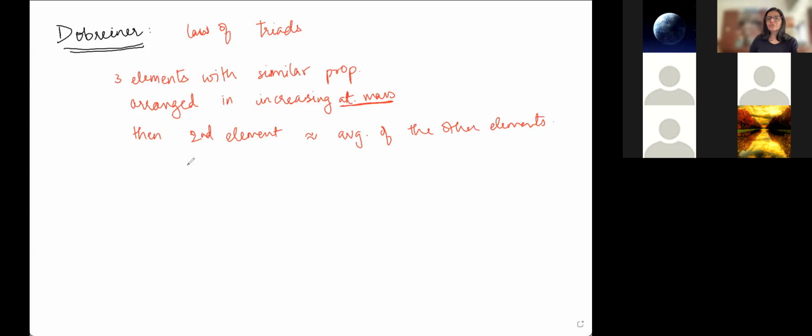Okay. So this pattern was followed with quite a few elements that were known during that time. So famous examples, so you have lithium, sodium, potassium. The halogen family. You get this also with fluorine, chlorine, bromine.